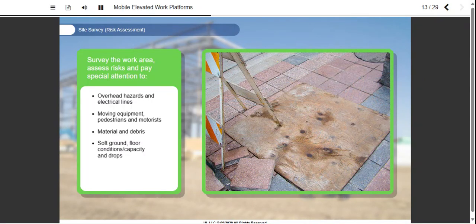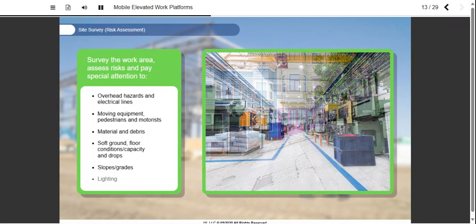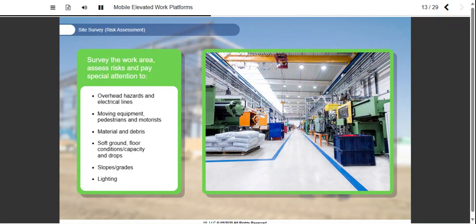Check for soft ground, floor conditions, and drop-offs. Be aware of tip-over risks and floor capacities. For example, plywood hole covers are almost always too weak to support mobile elevated work platforms, and drops of more than a few centimeters can cause equipment to tip. Consider any slopes or grades in the area. Check the manufacturer's documentation to determine if you can safely travel on or across them. Make sure you have adequate lighting so that you can see on and around the mobile elevated work platform.